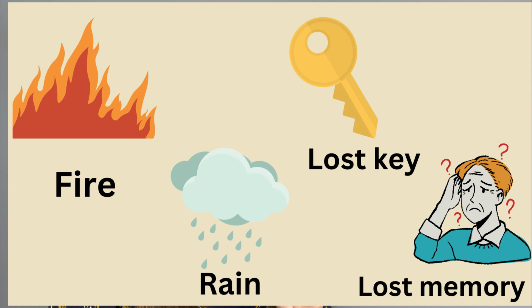Next, Ashvika, let's make the story interesting. What makes the story interesting? Do you remember? Problem. The problem makes your story very interesting. So, let's choose the problem right here on your screen. Fire, I have the rain, lost the key, lost the memory. So, Ashvika, what would you like to choose as the problem of your story? I choose lost memory.